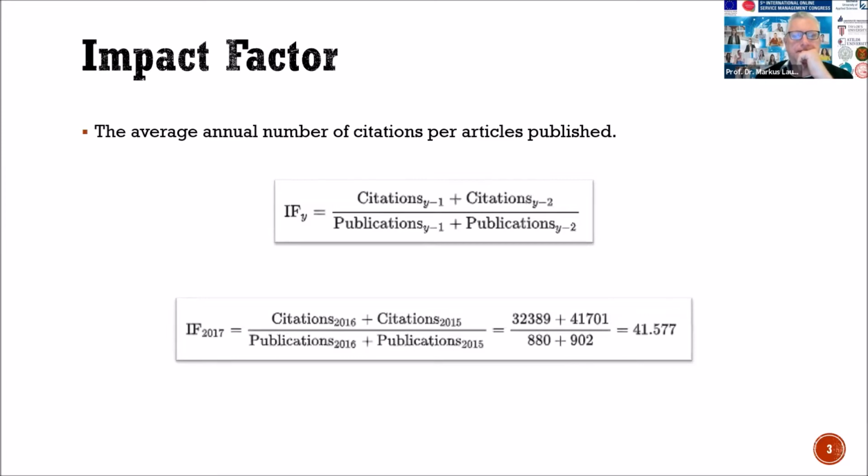Again, if we try to calculate the impact factor for 2021 for these journals, it's calculated by summing the number of citations for the papers in 2020 and 2019, and dividing by the number of publications in these 2 years. So this is how it goes when the journals calculate their impact factor.